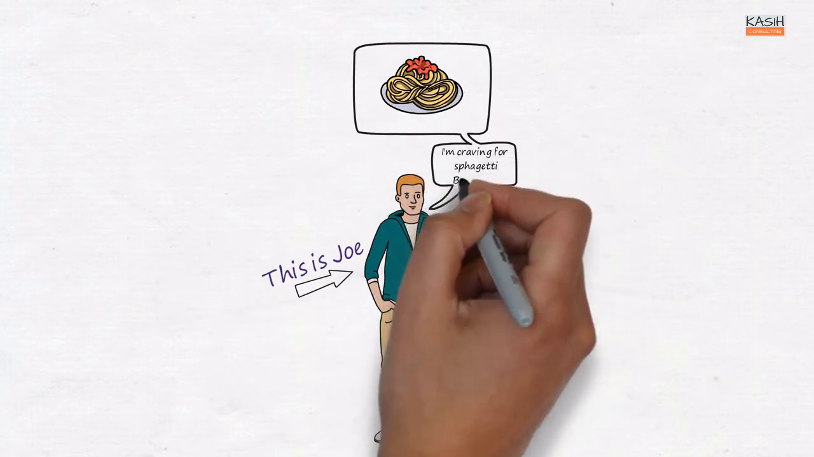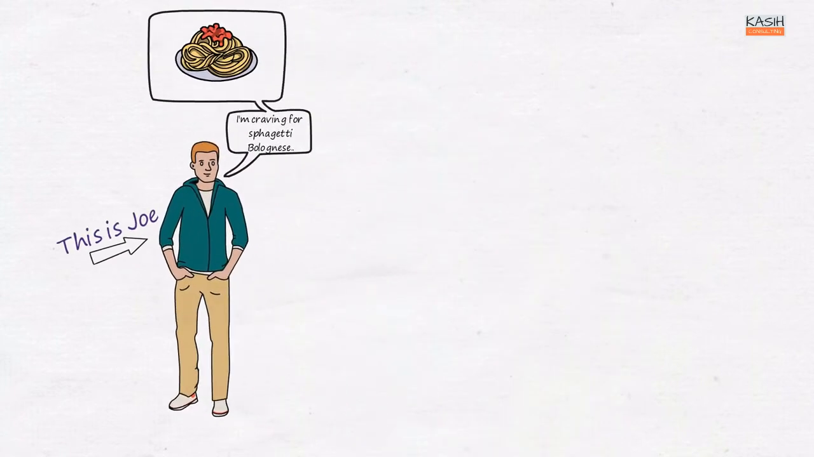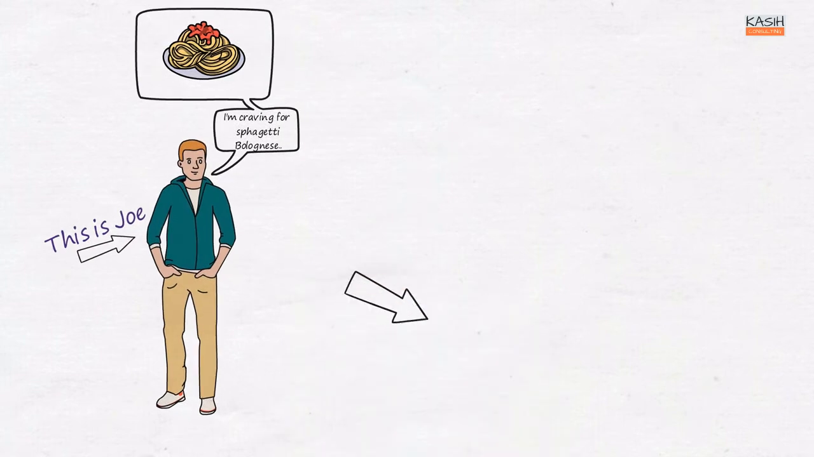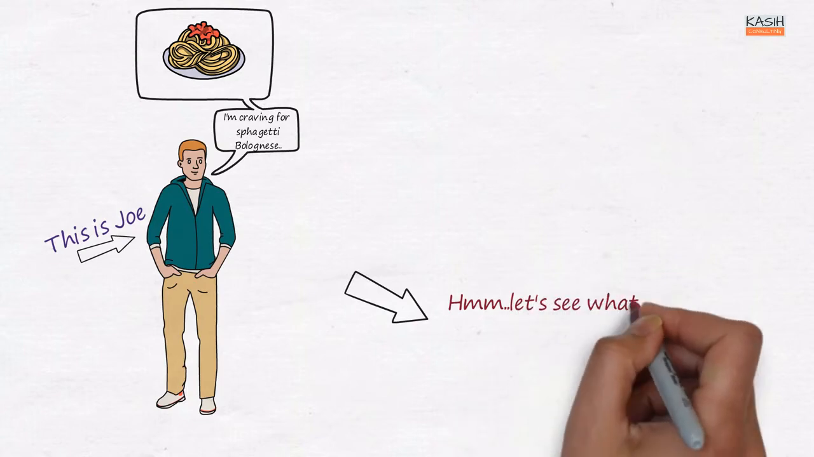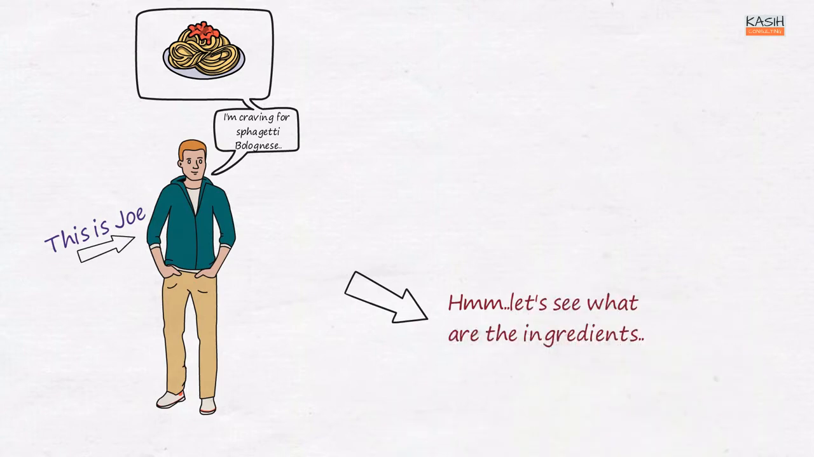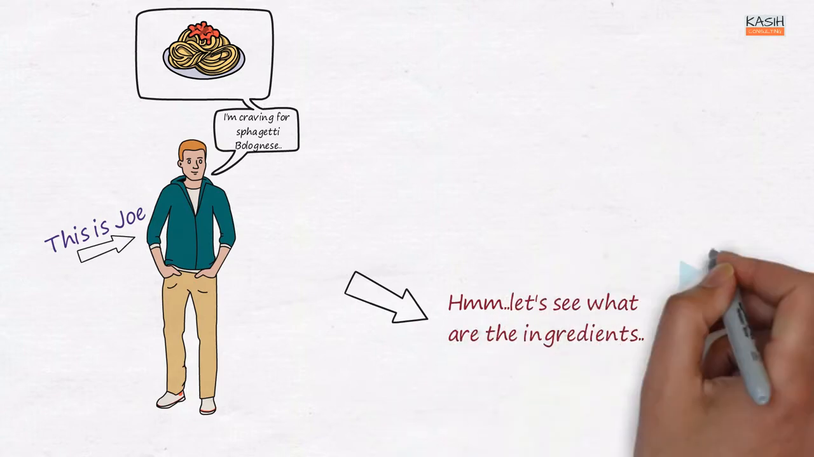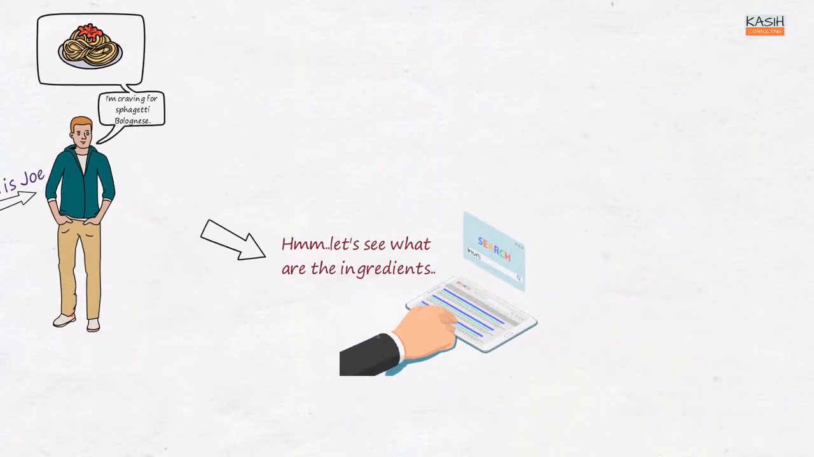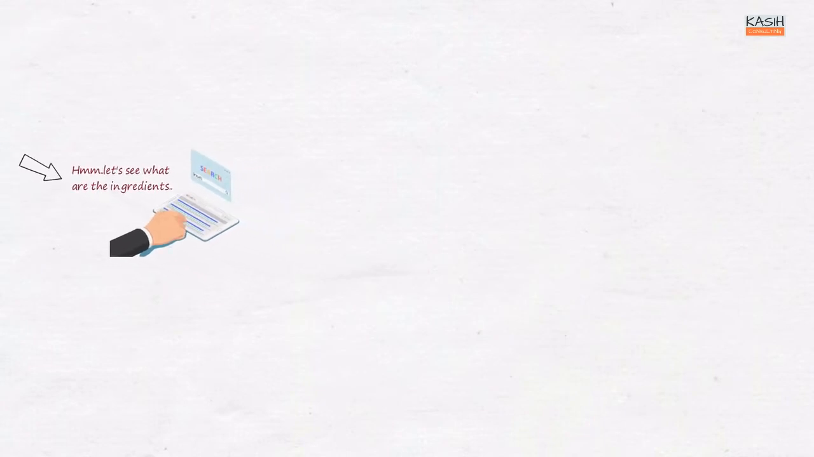Joe is craving for spaghetti bolognese. He plans to prepare the meal himself. So he searches online for the recipe to get the ingredients. Let's see what are the ingredients.